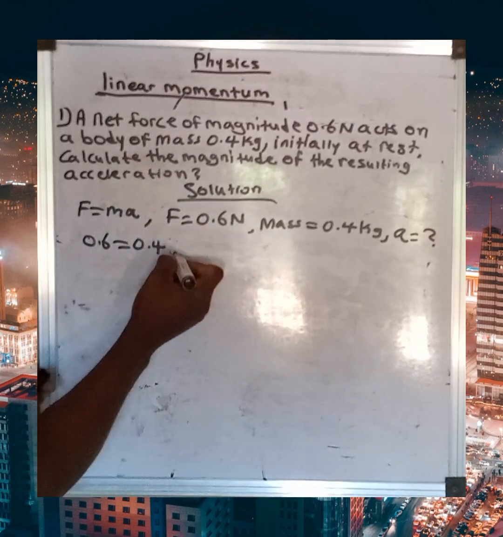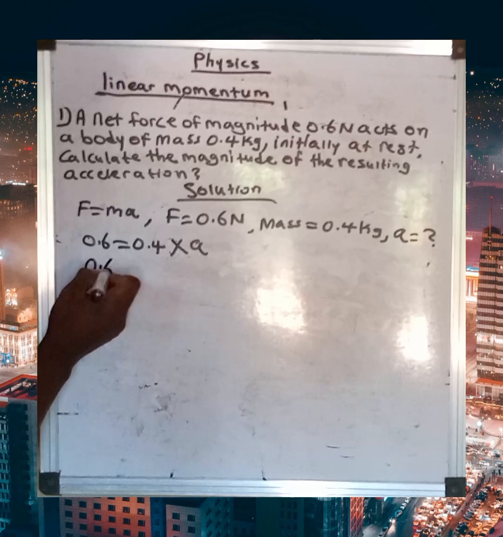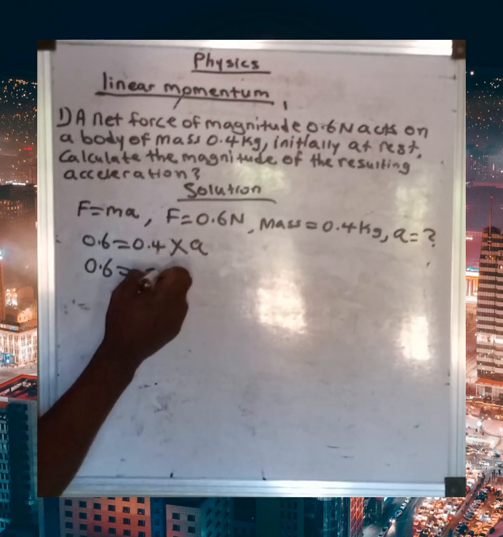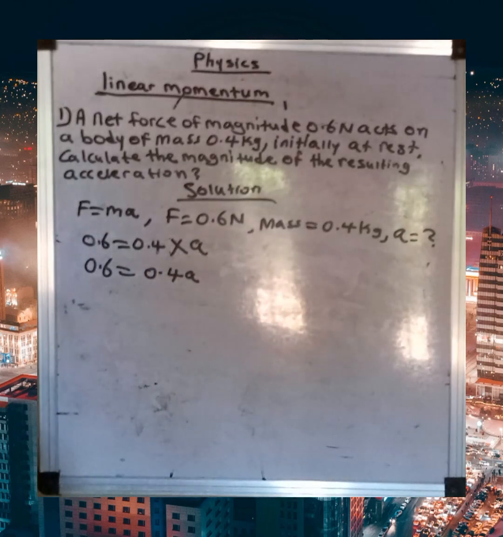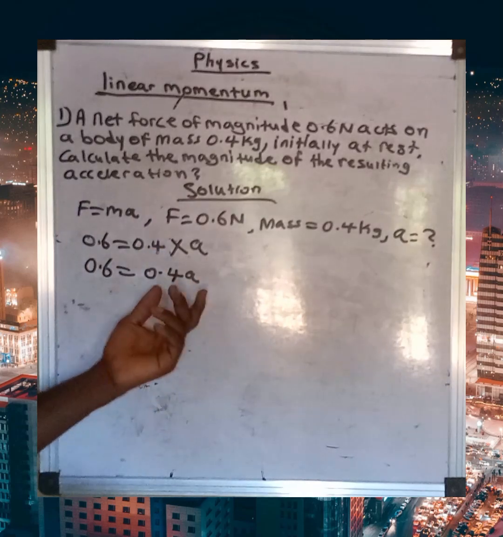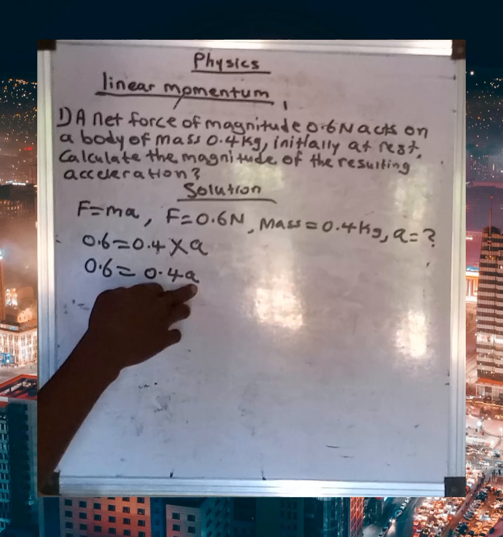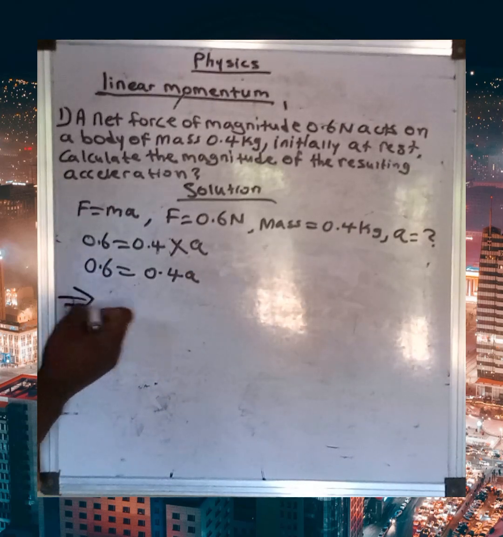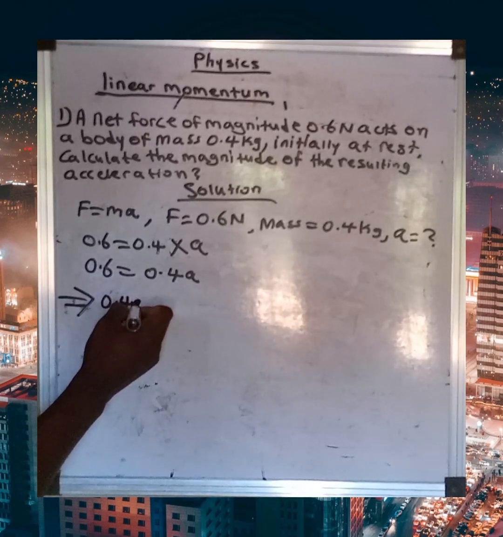Then you have your acceleration. So 0.6 equals 0.4 times acceleration, we have 0.4a. So as you can see now, 0.6 equals 0.4 times this, we have 0.4a. So we are going to divide both sides by 0.4 to get at this. So let's rearrange. We have 0.4a equals 0.6.